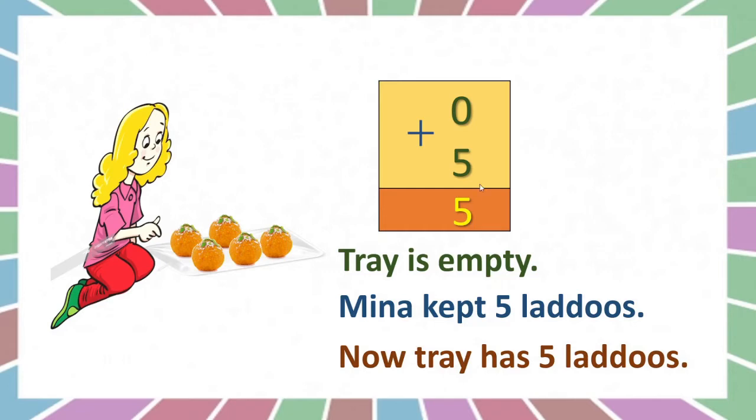Okay. Here also see 0 plus 5. We got again the same number, that is 5. Here we have changed the places of 0 and 5. 5 plus 0 is also 5 and 0 plus 5 is also 5. Right?